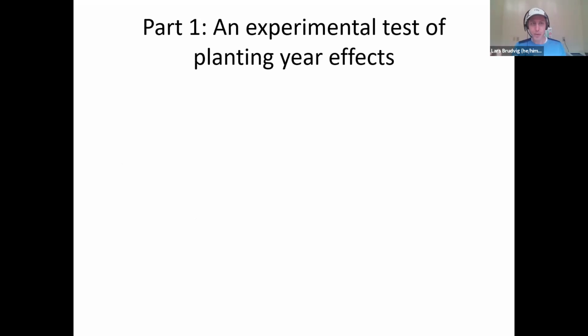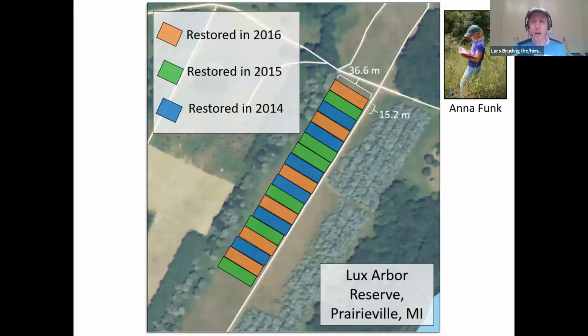So from here, I'm going to go through three parts of this presentation that relate to three different arms of this research within our group. The first is an experimental test of planting year effects. This was research that was initiated by Anna Funk during her PhD work, and it's a really neat and clever experiment that Anna started.